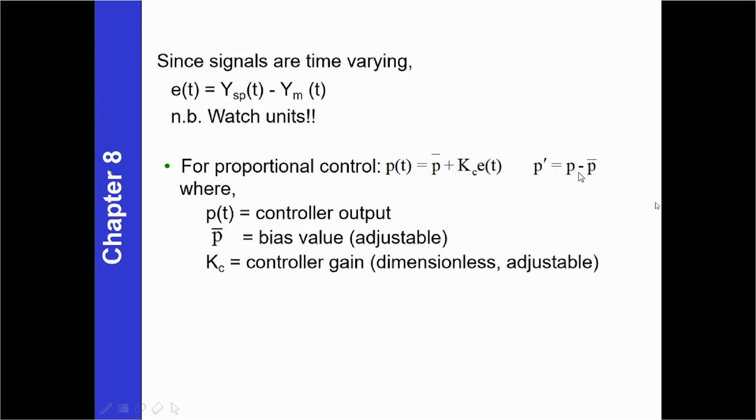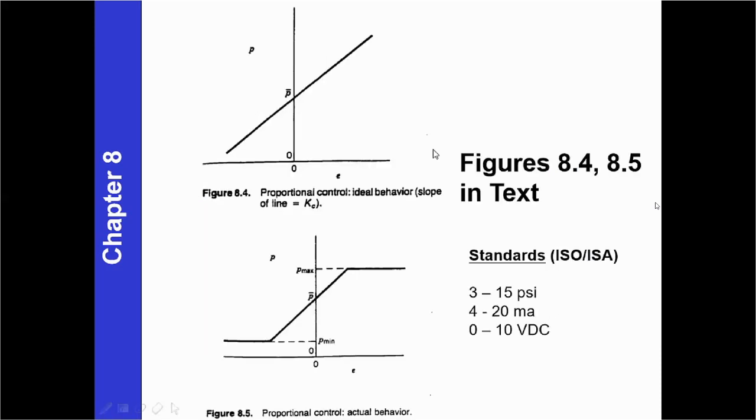So we have p dash equal to p minus p bar. In this case, p(t) is the controller output, p bar is the bias value or adjustable value, and Kc is the controller gain, which is dimensionless and can be adjusted. If you plot the graph for a proportional controller, it is simply a straight line, and the gradient gives you the value. The slope of the line is the controller gain Kc.